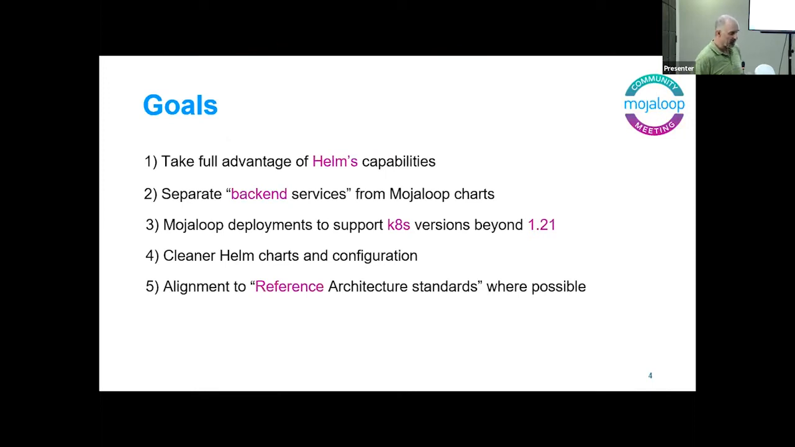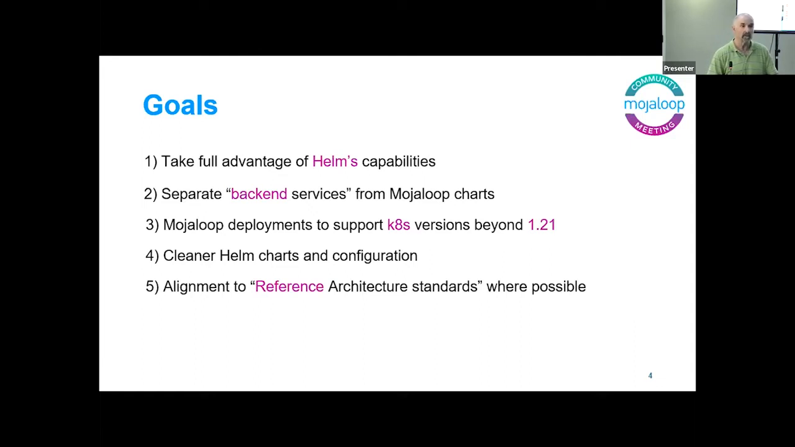So we want to take full advantage of Helm's capabilities, Helm being the packaging manager that we're actually using for deploying the Kubernetes functions. And we want to separate the backend service, something that David just said that he's already taken advantage of in the IAC, but we're trying to build that also into the Helm charts so that you have a lot more flexibility in the backend services. I'll get into the details.